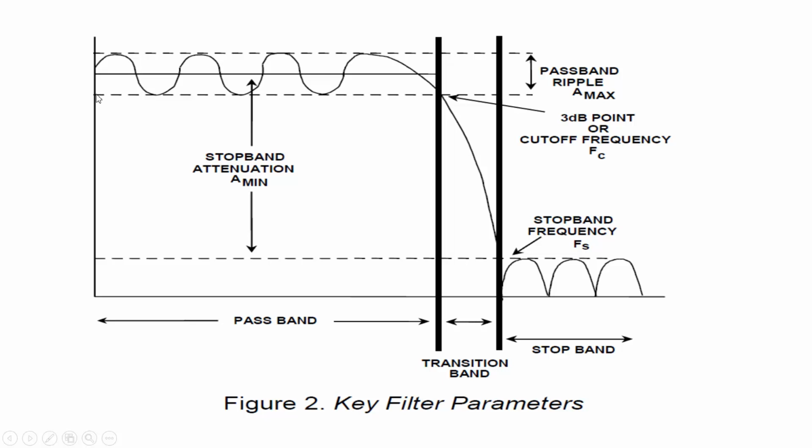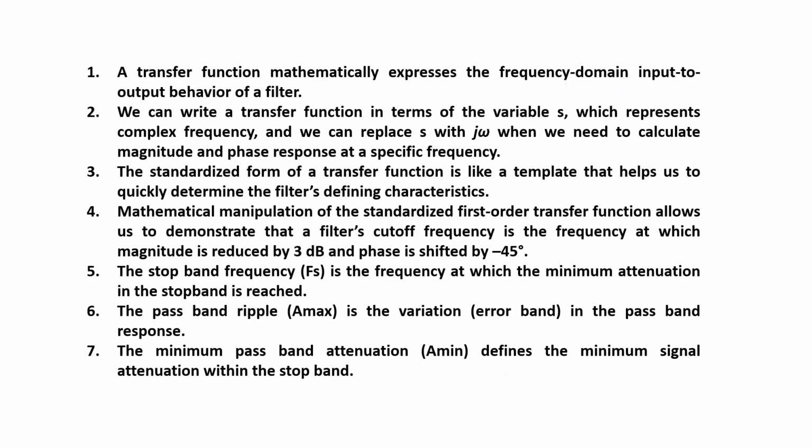This point is minus 3 dB, and this point will be specified by the designer of the filter, which corresponds to the stopband attenuation. So this is A min, the stopband attenuation, meaning the attenuation required in the signal. Once it is achieved, we will say that the signal now falls into the stopband. So these are the key parameters for the specifications of the filter response.